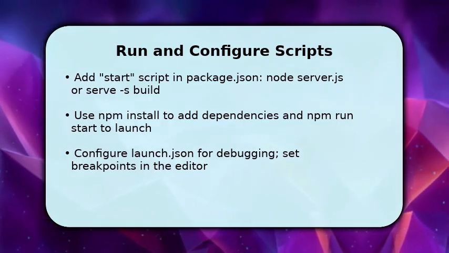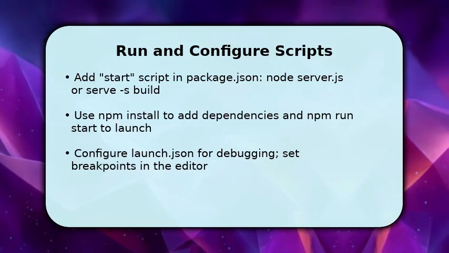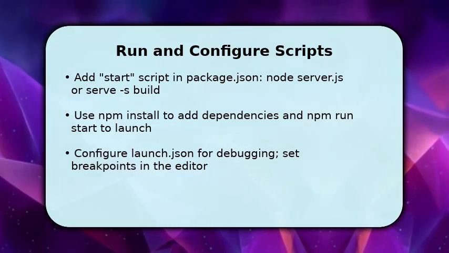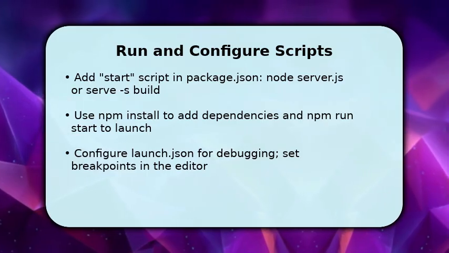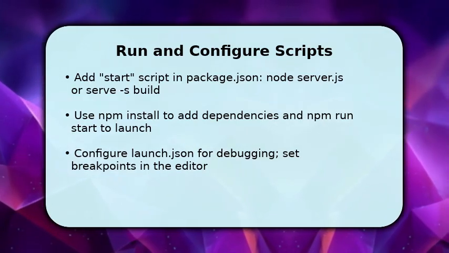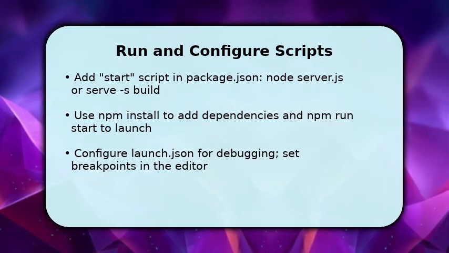Make sure to create a .vscode/launch.json to enable debugging. Set the runtime, port, and source maps. Then place breakpoints and start the debugger so you can inspect variables and step through logic.